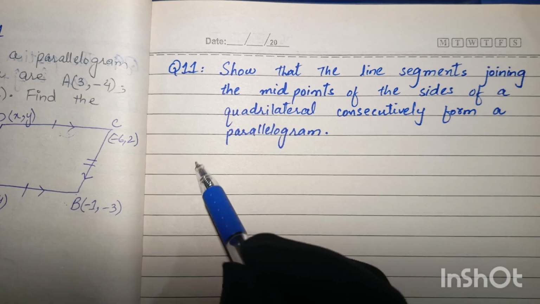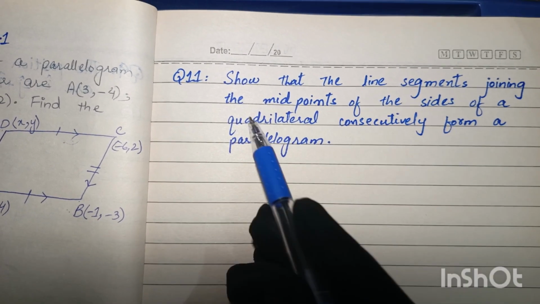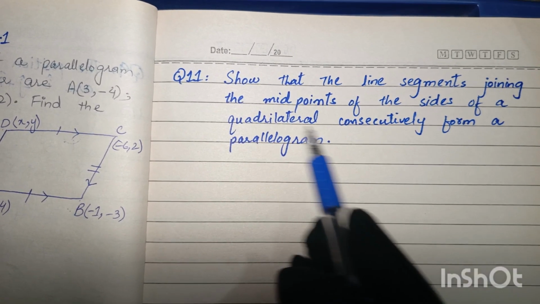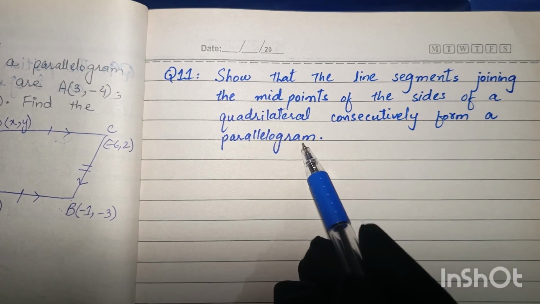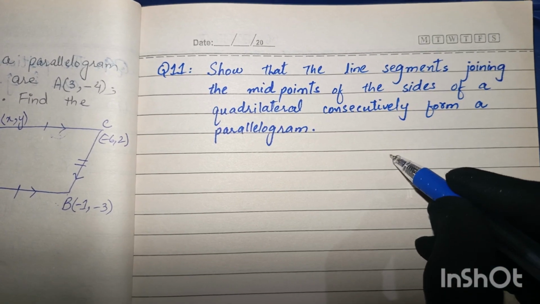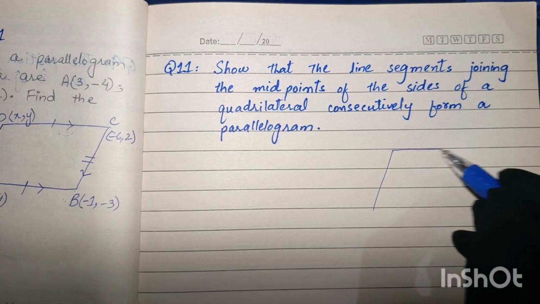So now question number 11 is: show that the line segments joining the midpoints of the sides of a quadrilateral consecutively form a parallelogram. So here is also a parallelogram.